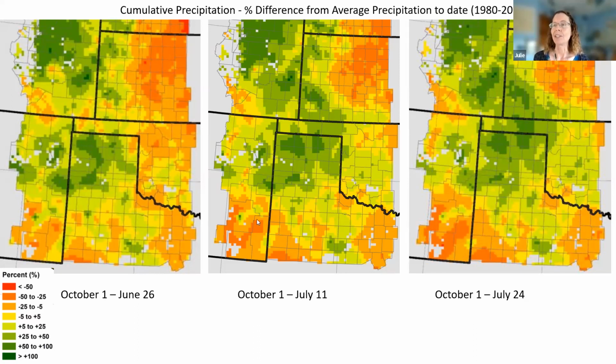But the orange areas in Oklahoma, Colorado, and Kansas have all retreated since the first part of June, especially in Oklahoma and south central Kansas, indicating that those areas are picking up more moisture.